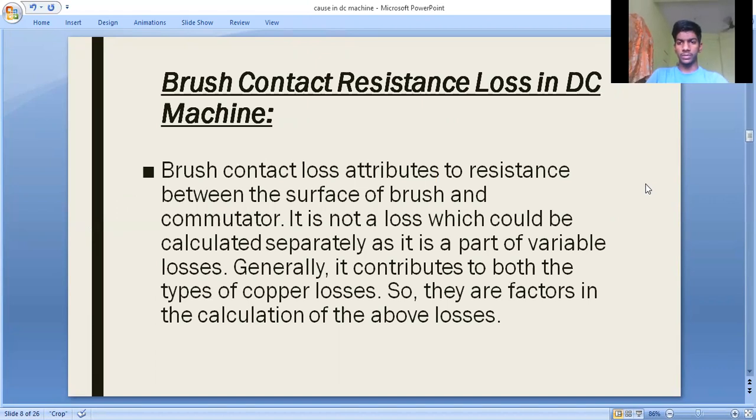Brush contact resistance loss in DC machine. Brush contact loss is attributed to the resistance between the surface of the brush and the commutator. It is not a loss which could be calculated separately, as it is a part of the copper losses. Generally, it contributes to both types of copper losses, so there are factors in the calculation of the above loss.